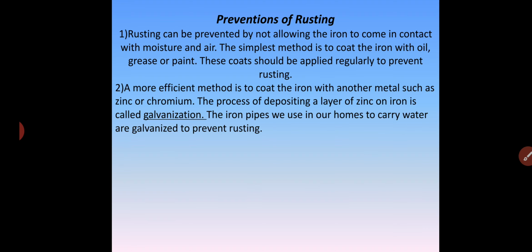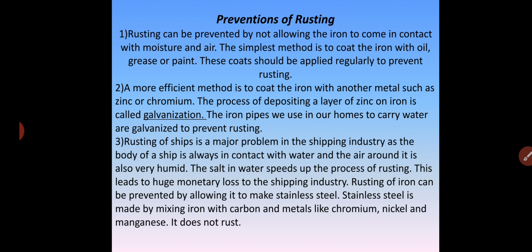Now, the next method, a more efficient one, is to coat the iron with another metal such as zinc or chromium. If you overlay a metal with another metal, purposely zinc or chromium, that process is called galvanization. So by the method of galvanization, we can prevent rusting.